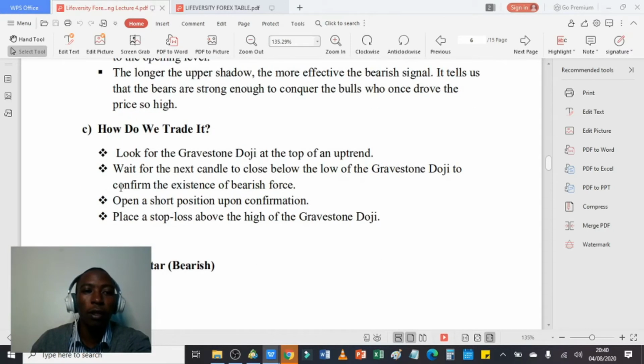How do we trade it? Look for the gravestone doji at the top of an uptrend. Wait for the next candle to close below the low of the gravestone doji to confirm the existence of a bearish force. Open a short position upon confirmation. Place a stop loss above the high of the gravestone doji.